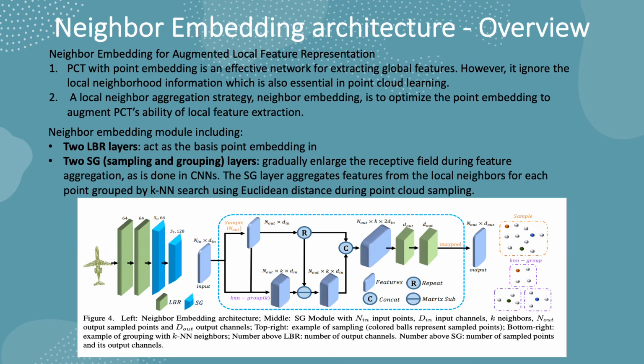PCT with point embedding is an effective network for extracting global features. However, it ignores the local neighborhood information, which is also essential in point cloud learning. PCT also adopts a local neighbor aggregation strategy to augment its ability of local feature extraction. In this module, there are two LBR layers, which act as the basic point embedding, and two SG sampling and grouping layers, which gradually enlarge the receptive field during feature aggregation, as is done in CNNs.